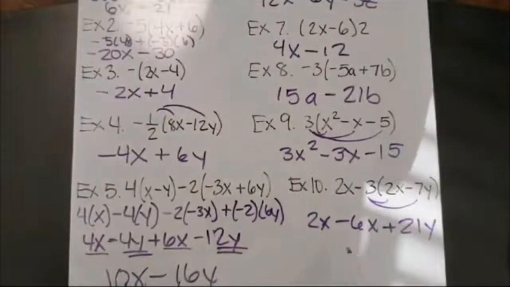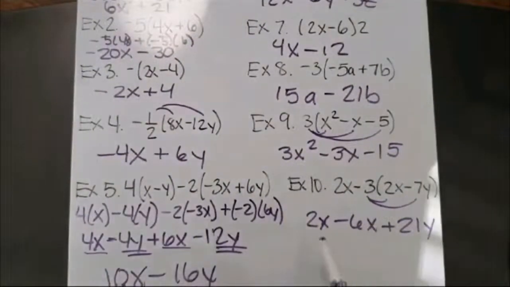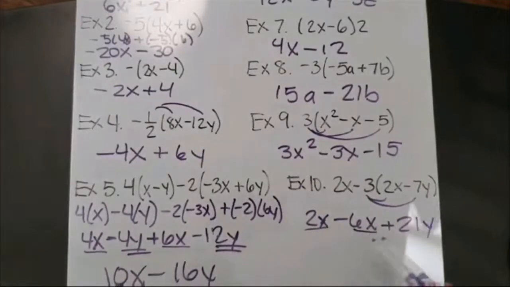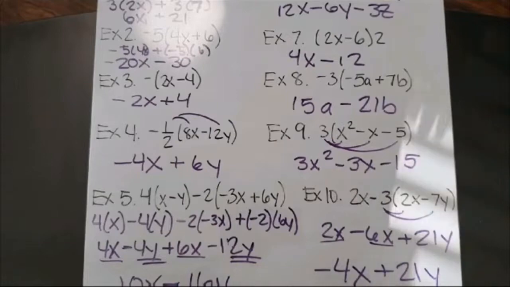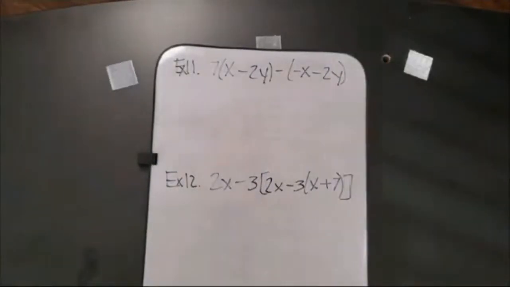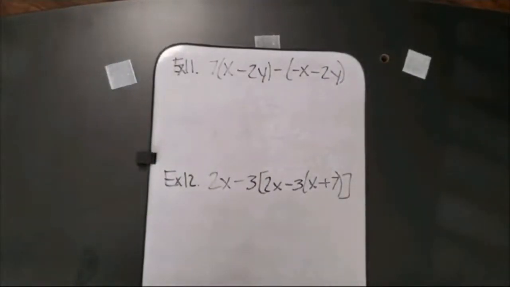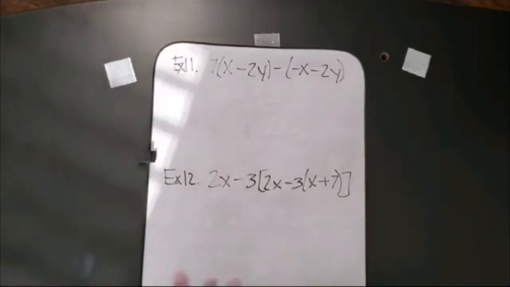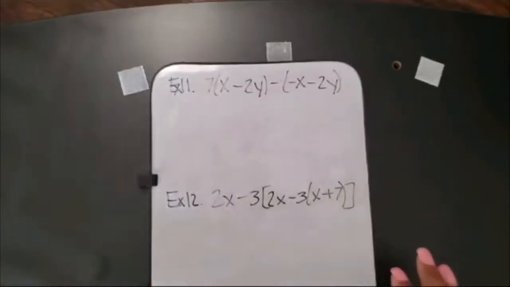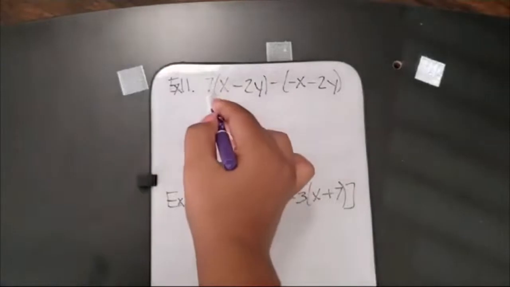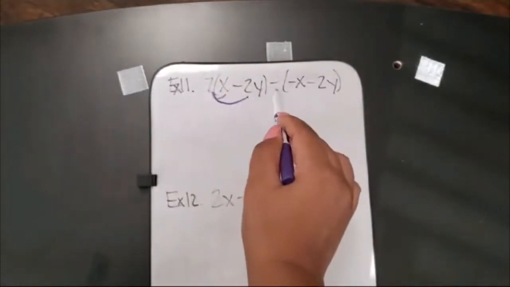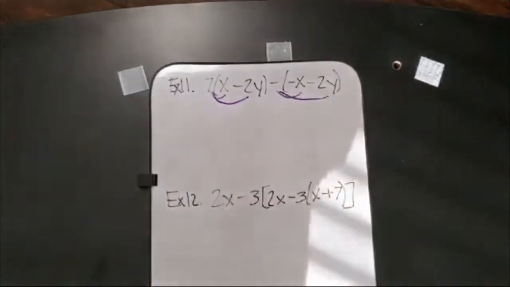Now we need to look and see if we can combine some like terms. This has an x and this has an x, so we can combine that 2 minus 6 to be negative 4x. And then we have plus 21y. Now let's look at 2 more. For this one, we have 7 times x minus 2y, minus negative x minus 2y. So this 7 has to be multiplied by both of those, and this negative has to be multiplied by both of those.